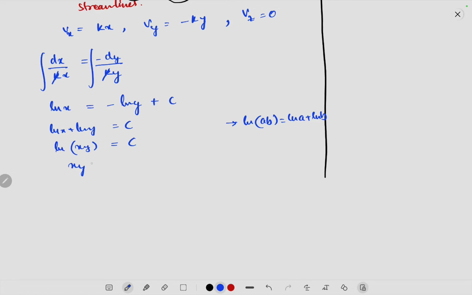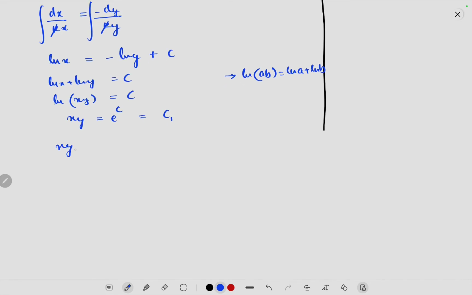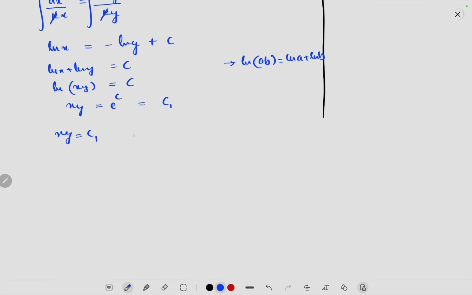I can take ln this side, this will become e to the power of c, and e to the power of c I can write as some other constant, let's say c1. Okay, so then the equation is xy equal to c1, with c1 positive. Why would c1 be positive? Because e to the power of some constant will always be greater than 0. Okay, with c1 greater than 0.